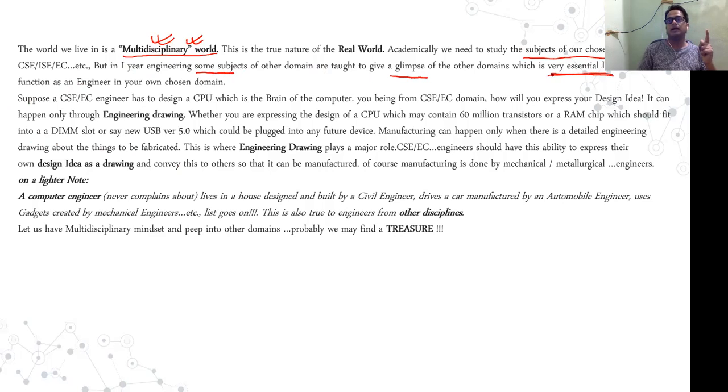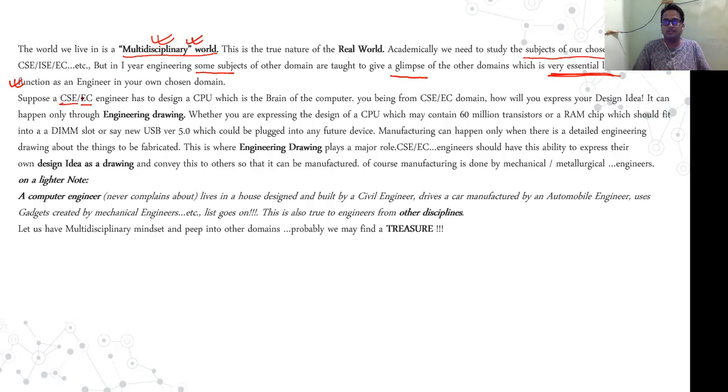Point to be noted, it is very much essential later in life to function as a real engineer in your chosen domain. Maybe today or tomorrow, you need these other domain subjects. Maybe a mechanical engineer is going to study some other domain subjects belonging to electronics or programming languages, or a computer engineer or IT engineer is going to study this engineering graphics subject. So maybe today or tomorrow, knowingly or unknowingly, it is going to help you in your career. So in your first year of engineering, a glimpse of the subjects of other domains is taught to each and every student.